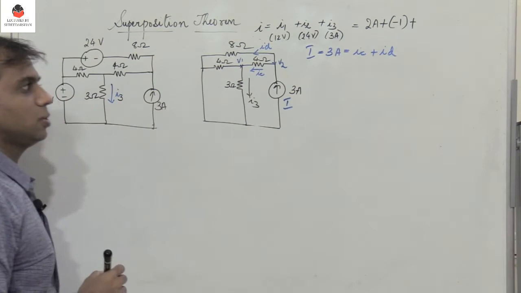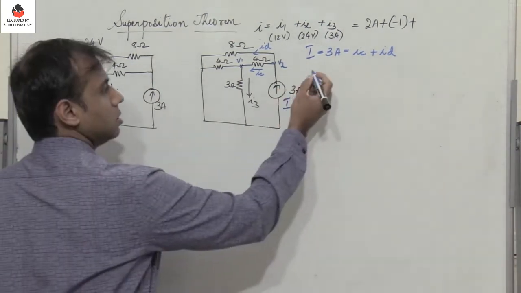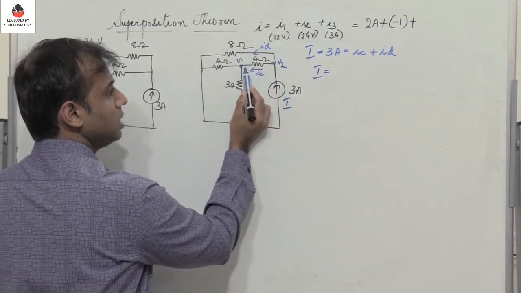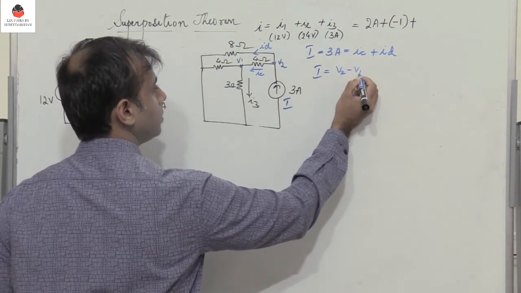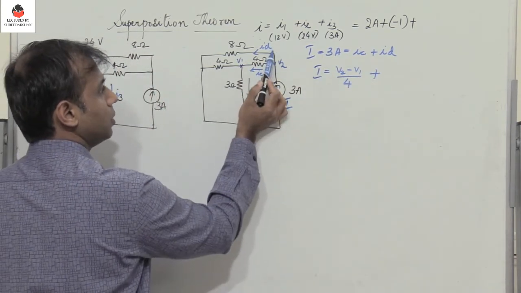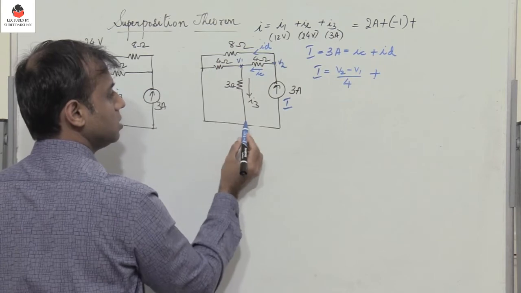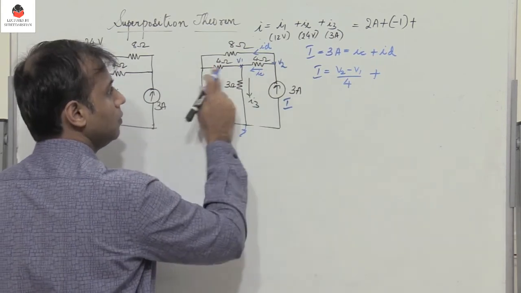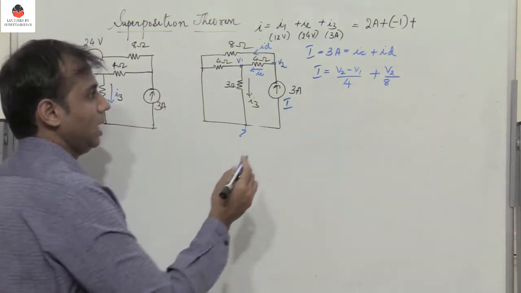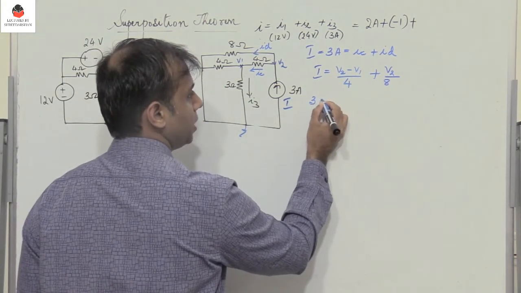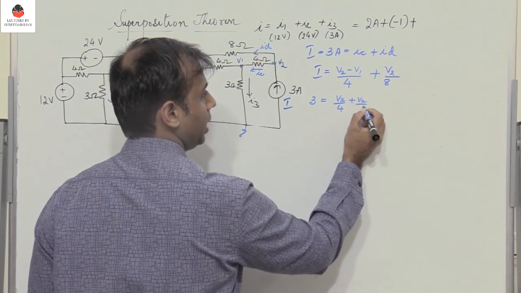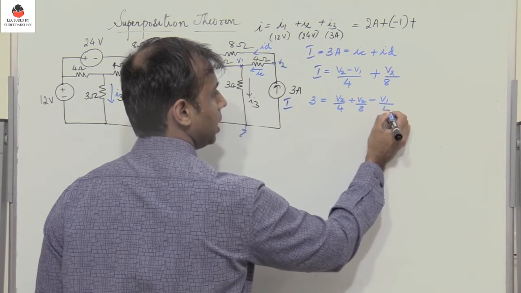So I have I, which is equal to 3 amperes, which gets divided as IC and ID. So 3 amperes equals IC plus ID. So what is I? I is IC plus ID. What is IC? V2 minus V1 divided by 4 plus ID. What is ID? ID is V2 minus 0. So this is of course grounded. V2 minus 0, which is V2 divided by 8. So we have I, which is 3 amperes, equals V2 by 4 plus V2 by 8 minus V1 by 4.